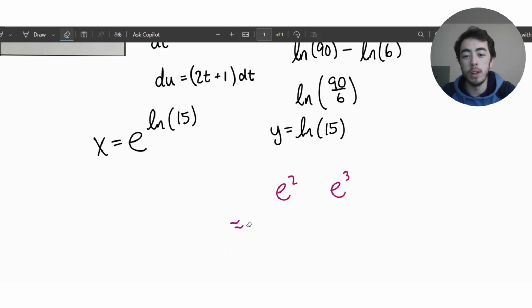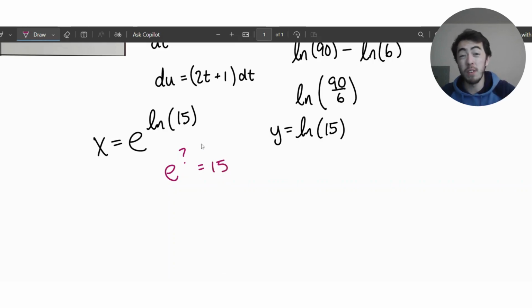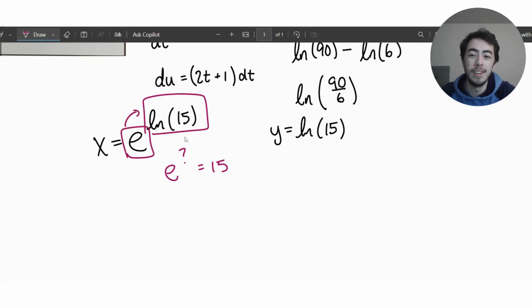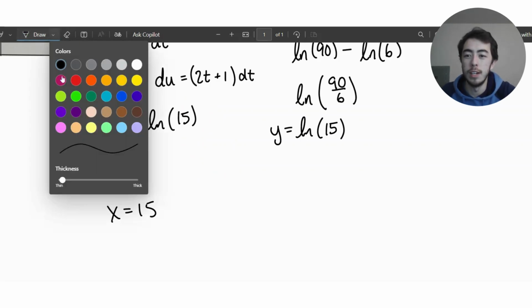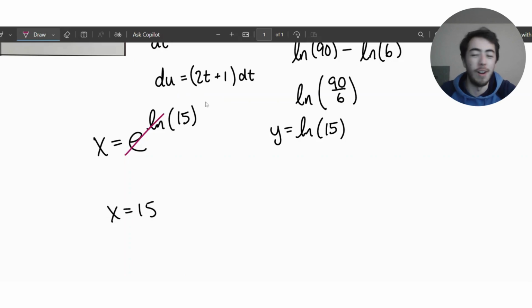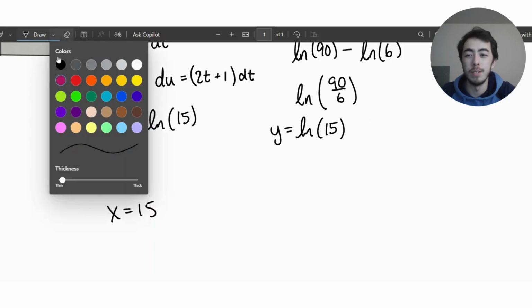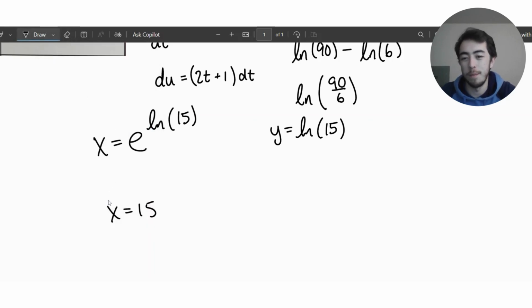It is the one unique number that when I raise e to some power, I get 15. And whatever that number is, I am raising e to that power. So e to this mystery number gives me 15, and so just working through it that way, x is 15. And that's my answer. When you're working through this algebraically, usually just crossing these off is fine, but I at least wanted to convince you that you can just do that.